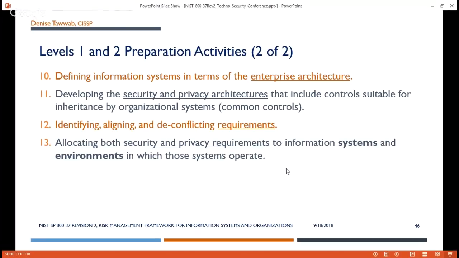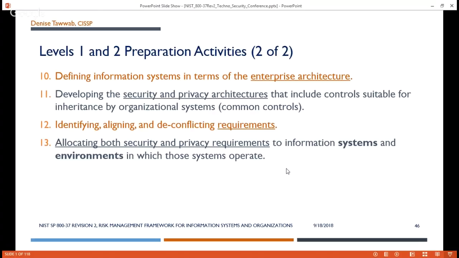You want to define information systems in terms of the enterprise architecture. And if you're a federal organization, you are probably familiar with the federal enterprise architecture. You can Google that. There's a whole documentation on what that entails. Then developing the security and privacy architectures that include controls suitable for inheritance by organizational systems. These are your common controls. That's covered in 853.